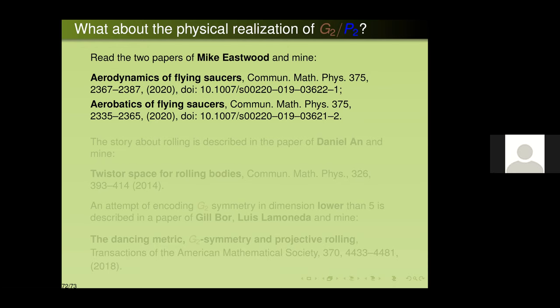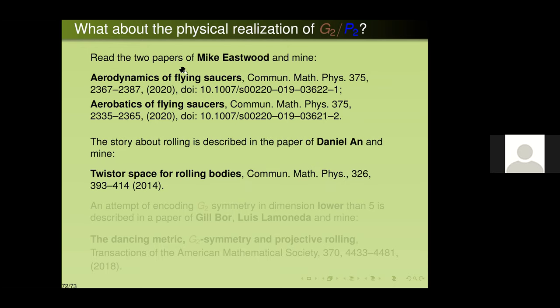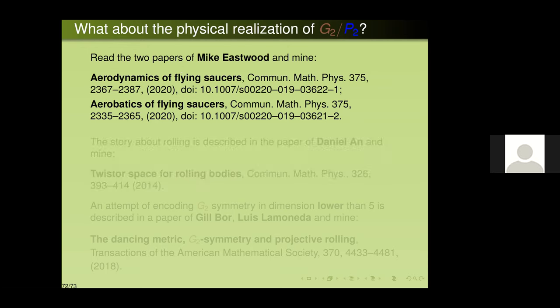To define a contact distribution is precisely what you need to define a flying saucer. If you look at movies like Star Wars, the flying saucers move in such a way that their velocity is always tangent to the plane of the disk in three dimensions. They can do very strange evolutions, but their velocity is always, at every moment, tangent to the plane of the disk of the saucer.